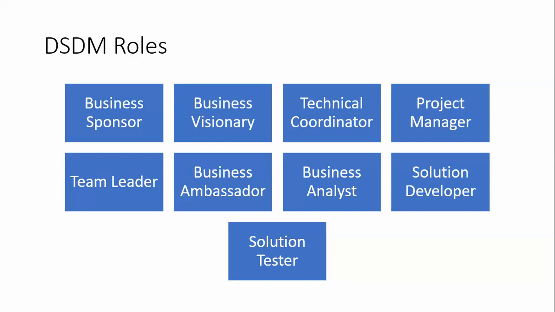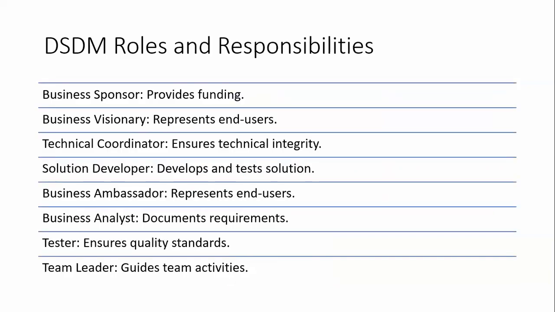So the business sponsor provides funding, obviously, right? The money bags person. The business visionary represents end users. The technical coordinator ensures technical integrity. Solution developer develops and tests solutions. Business ambassador represents end users. Business analyst documents requirements. The tester ensures quality standards, and the team leader guides team activities.